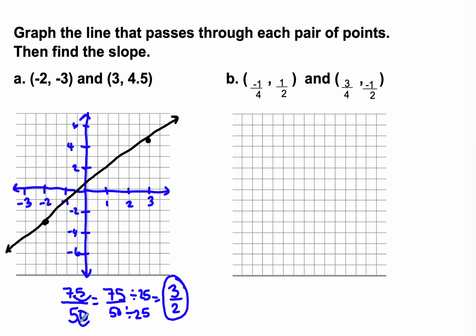I could have gotten that 7.5 and 5 from doing subtraction. 4.5 minus -3 is 7.5. 3 minus -2 is 5. All right, now I'm going to do the same thing for part B. I'm going to set up my axes, 4 quadrants, because I do have some negatives to plot.